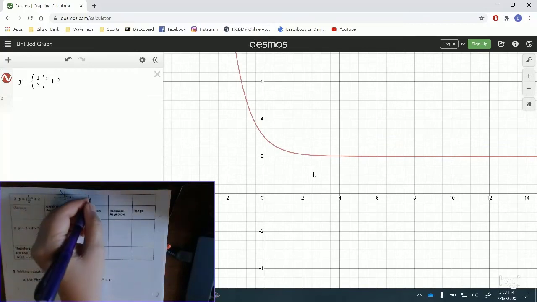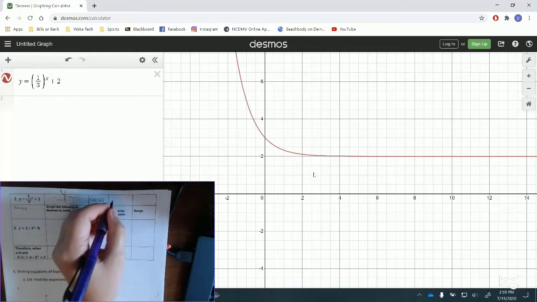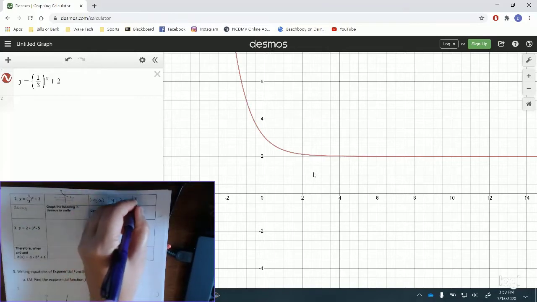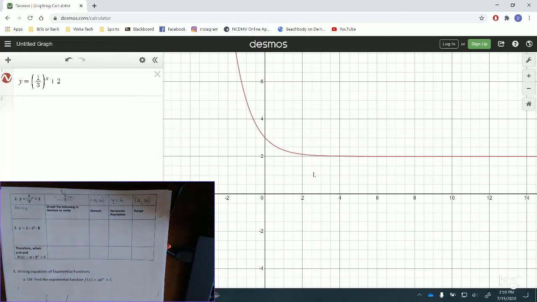So the domain, again, is all real numbers. Exponential functions always have a domain of all real numbers. Horizontal asymptote would be y equals 2 because the range starts at 2, not including 2, but then going to infinity.